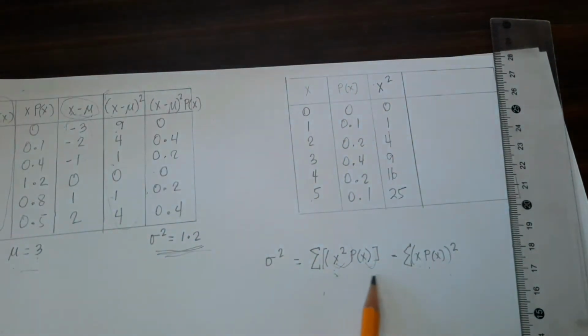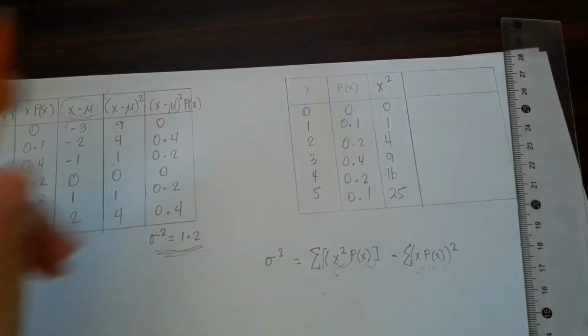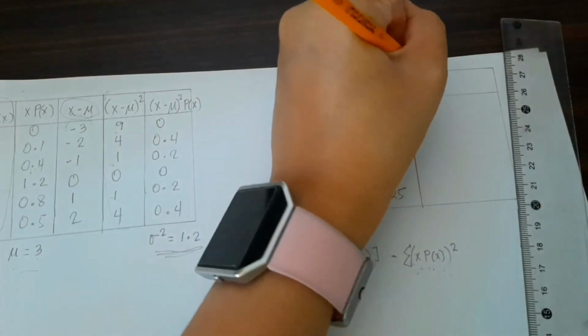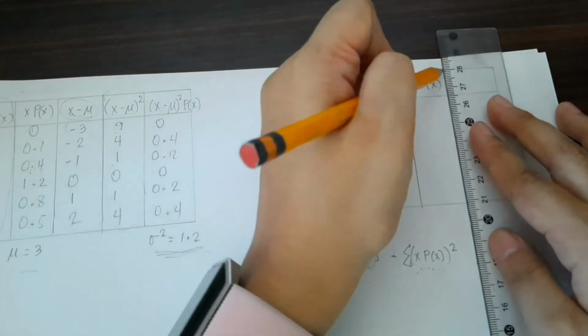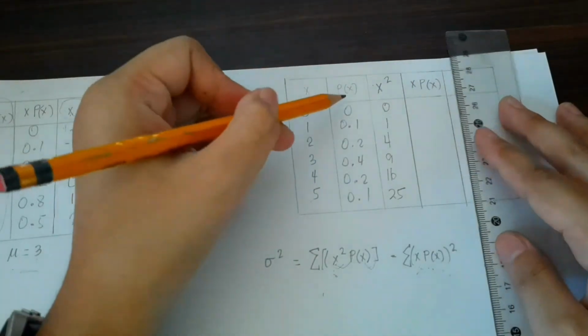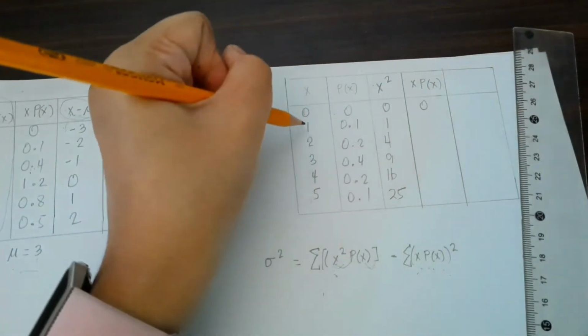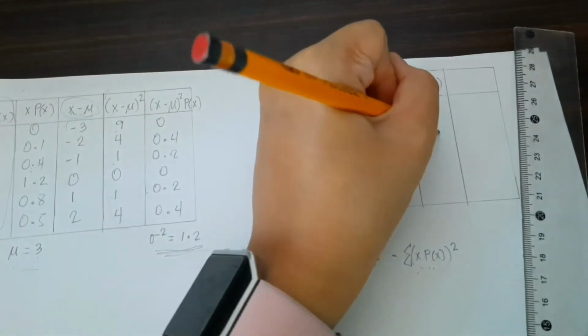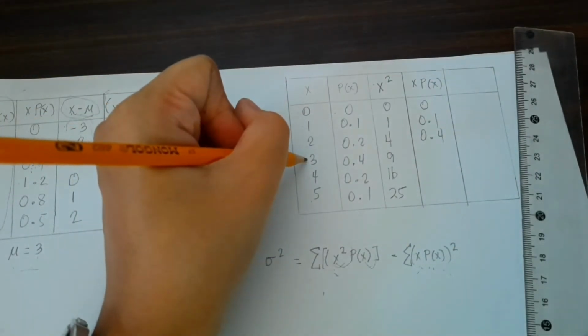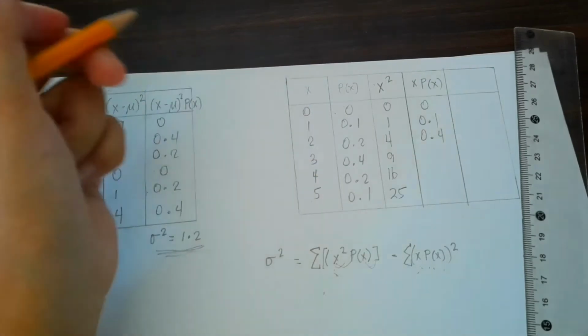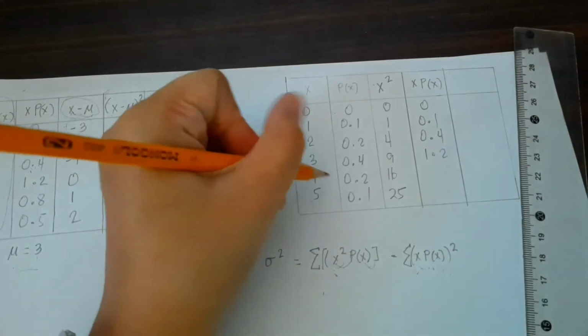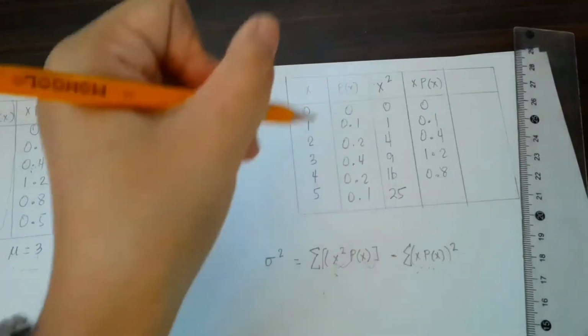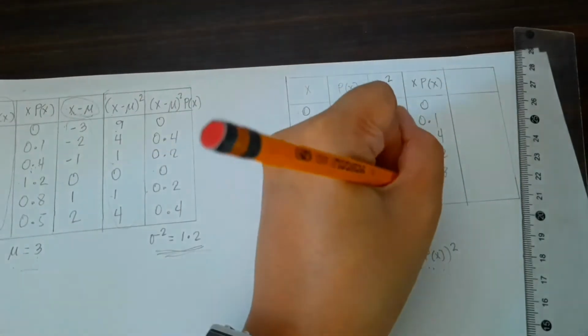So, next naman natin is yung ating x times p of x. So, katulad lang din siya dito sa isang table. So, x times p of x. So, i-multiply lang din natin siya, yung x and p of x. So, 0 times 0 is 0. 1 times 0.1 is 0.1. 2 times 0.2 is equal to 0.4. And 3 times 0.4 is 1.2. 4 times 0.2 is 0.8. And 5 times 0.1 is 0.5.